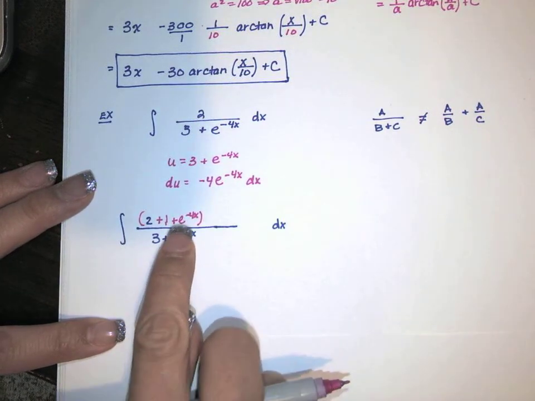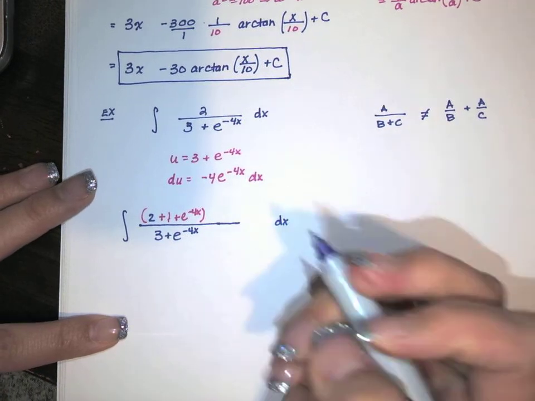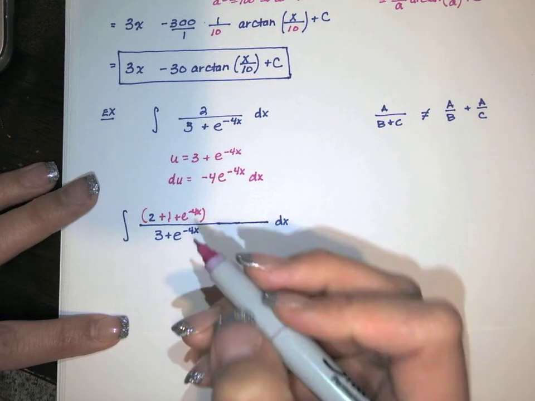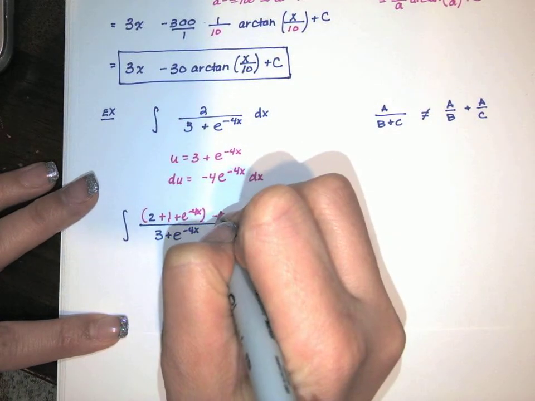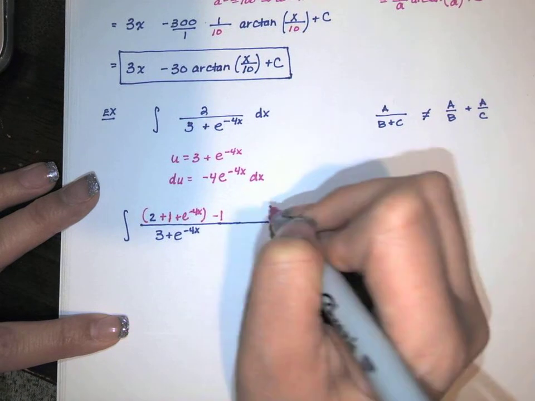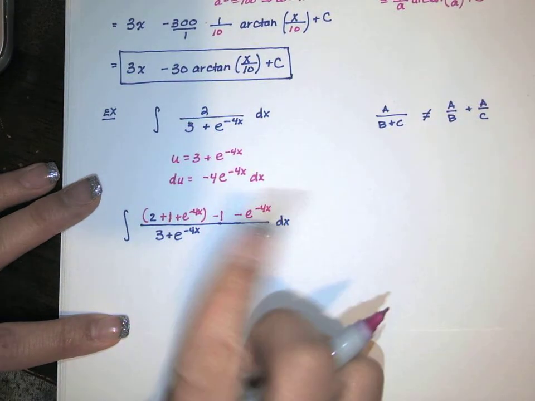But I have to compensate for everything I added up there. I also have to subtract it. So I'm going to subtract 1, because I added 1. And then I will subtract e to the negative 4x, because I added that.